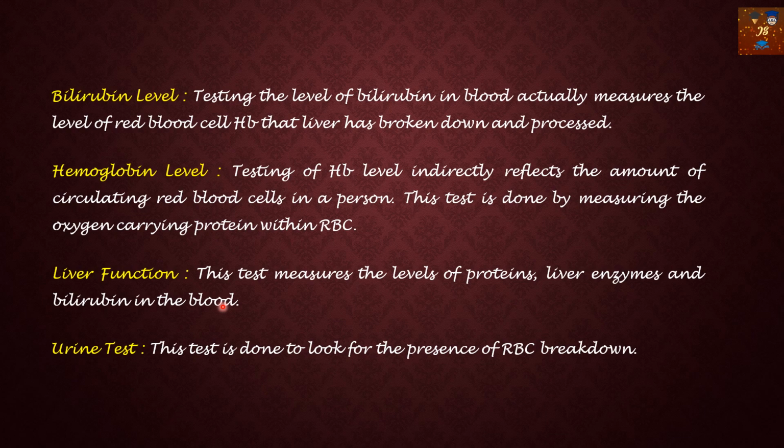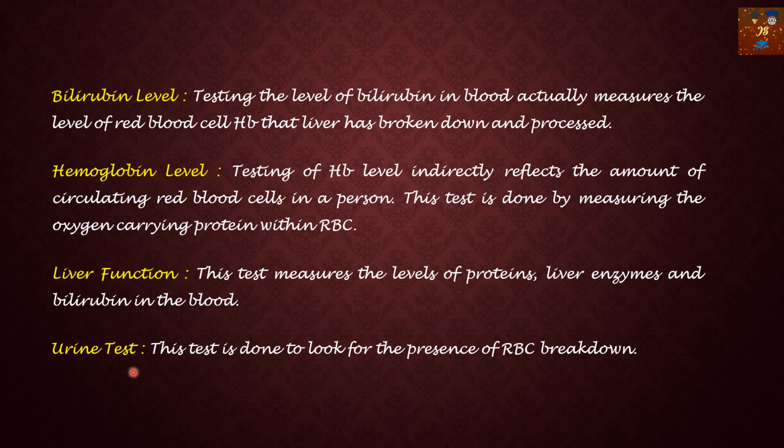Next, hemoglobin level. Testing of the hemoglobin level indirectly reflects the amount of circulating red blood cells in a person. Naturally, if we know how much hemoglobin is present in RBC, and how much RBC is present in the blood, then we can estimate the hemoglobin level in the blood. It is done by measuring the oxygen carrying protein within the RBC. We all know that hemoglobin is the pigment which carries oxygen throughout our body.